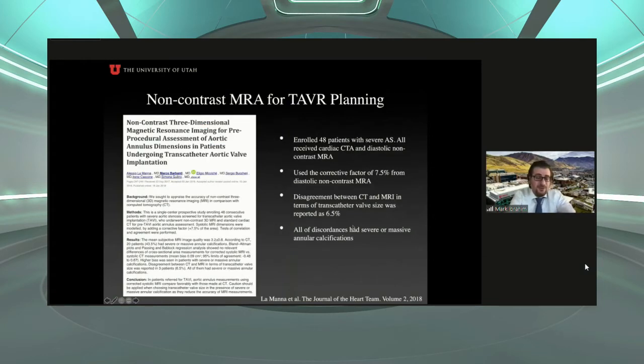Another study here, with the limitation that they did model the systolic measurement of the annulus compared to the diastolic one, used a 6.5% difference. So basically, they used the traditional diastolic 3D MR angiography without contrast, and they measured the annulus and added a 7.5% corrective factor, and they proposed that would represent the systolic acquisition, the systolic measurement of the annulus.